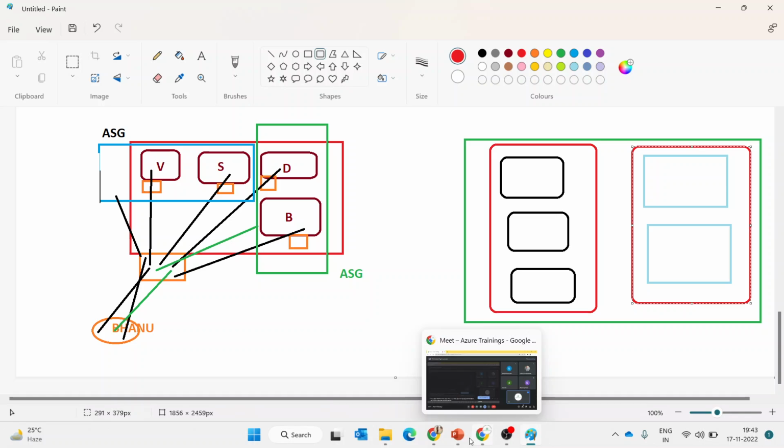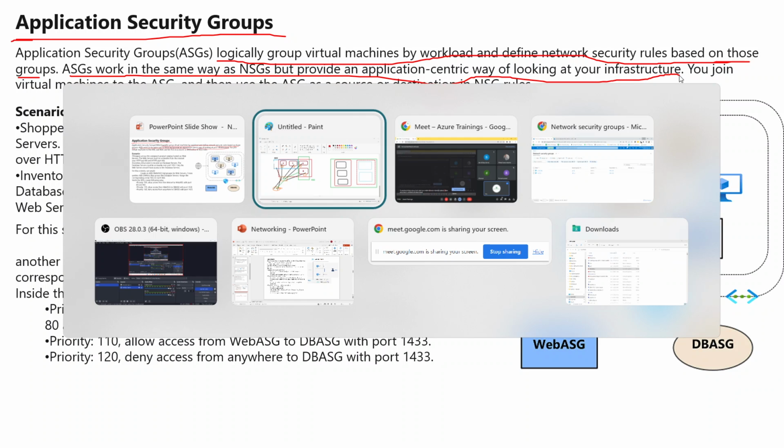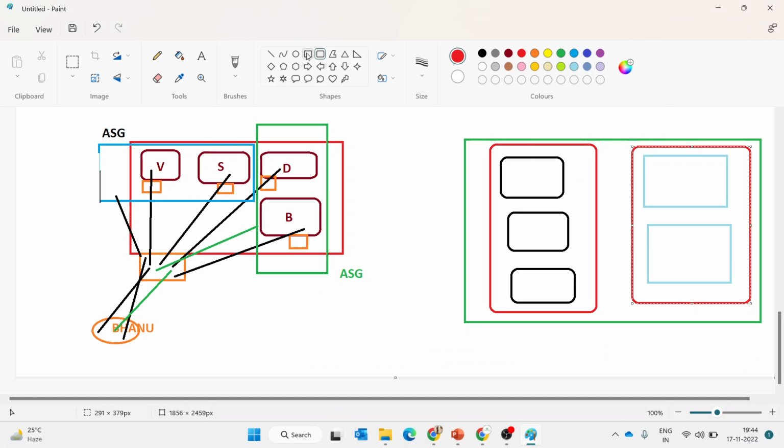If you consider the same example, application security groups are nothing but logically grouping virtual machines by workload and defining network security rules based on those groups. So you are logically grouping them and defining the network security rules for them. ASGs work in the same way as NSGs, but provide an application-centric way of looking at your infrastructure. If I wanted to create NSGs, I would attach one NSG here, one NSG here, and then one more NSG, one more NSG.